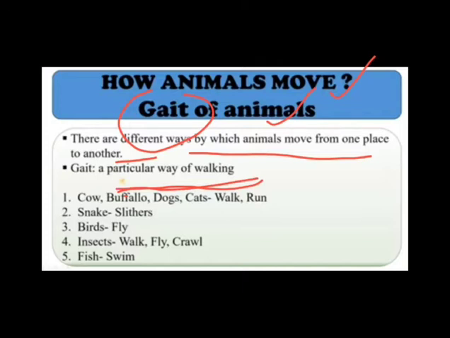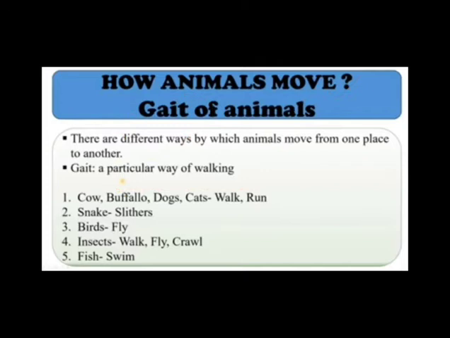So as you all know, different animals move in different ways. They have different ways of walking. Like cow, buffalo, dogs, cats, they walk and run. Snakes slither, birds fly, insects walk, fly or crawl, and the fish swim. So there are different ways by which animals move. Now let's discuss them one by one.